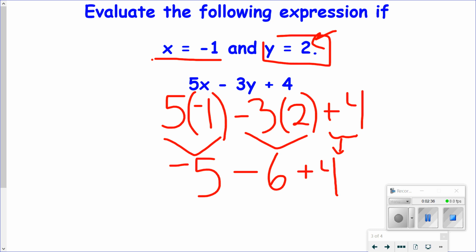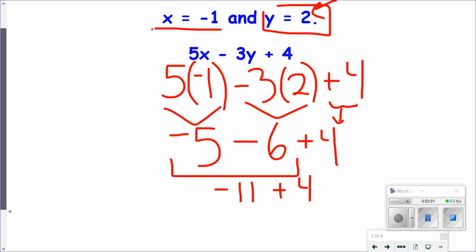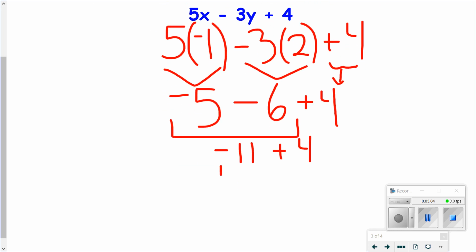And I know in order of operations, once we get to addition and subtraction, we just move from left to right. So I'm going to do right here first. -5 minus 6. You have your calculators, you know your rules. So -5 minus 6 will get me to -11. And then I'm going to bring down that plus 4. And I'm going to finish this problem. -11 plus 4 will get me to -7.